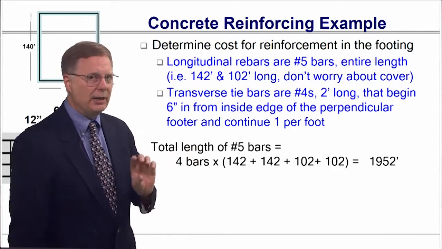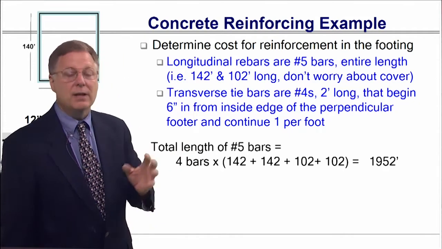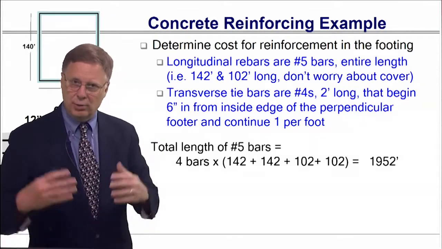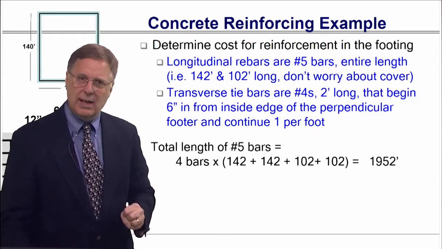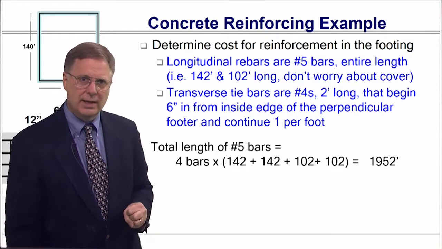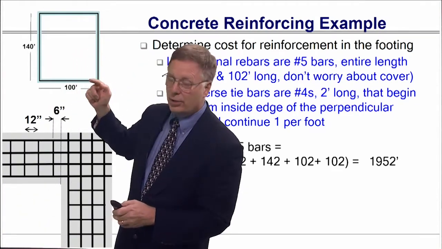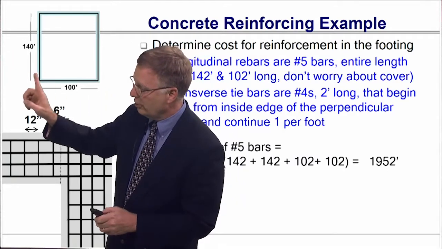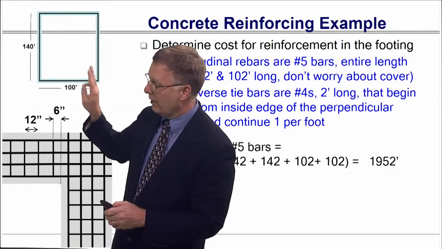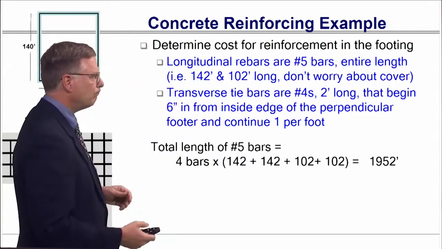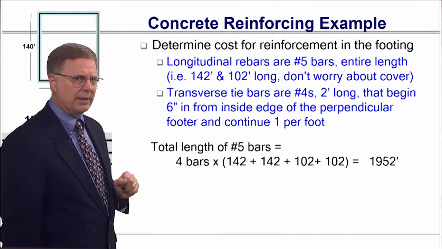That one probably didn't cause a lot of people a lot of conniptions. If it did, stop, go back and think it over again. Think through the geometry. You count them up. You figure out how many bars are and see how that goes. Again, they go the entire length, so I know that the length here is 142 to the outside edges, 102 to the outside edges. I got 4 here, 4 there, 4 there, 4 there. Count them up. Now, let's talk about the transverse bars.